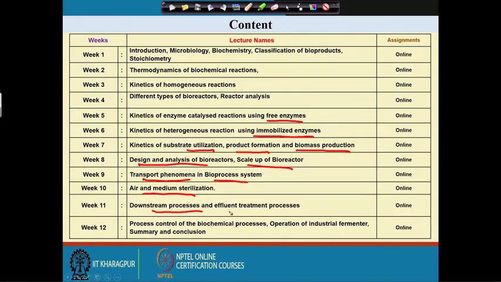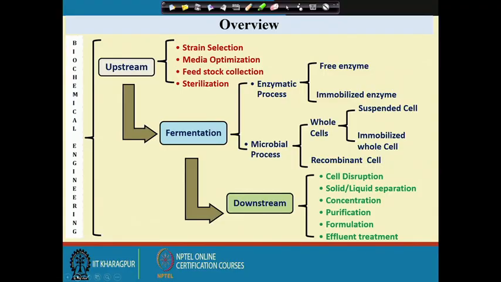Then downstream processing and effluent treatment processes, process control and biochemical process and operation of the industrial fermenter, and finally I shall do the summarization of the whole course. Now the overview of the course is like this.